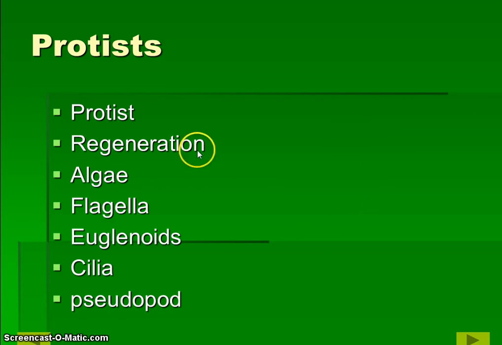Now, some of the things that you've learned here from this lesson are going to be about protists, regeneration, algae, flagella, euglenoids, cilia, and pseudopods.